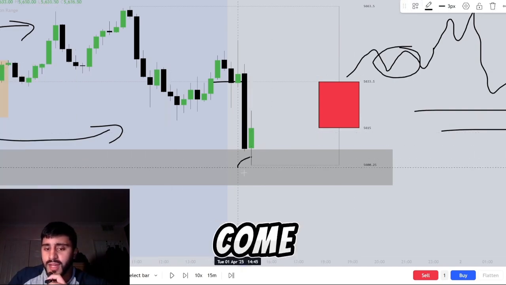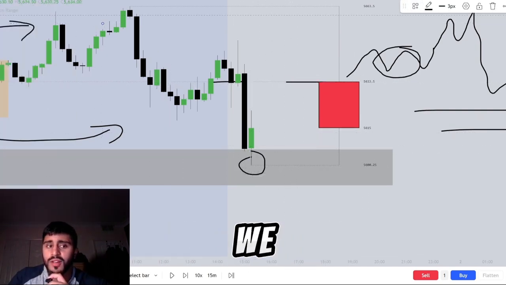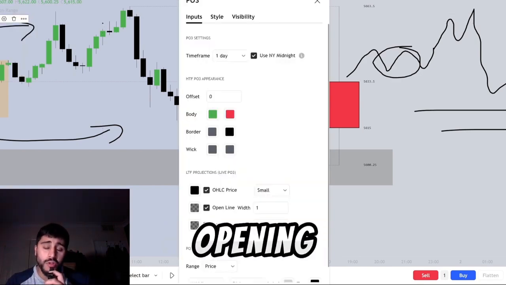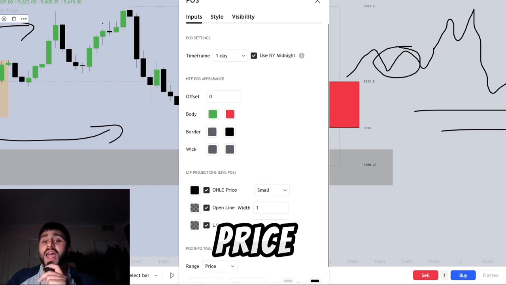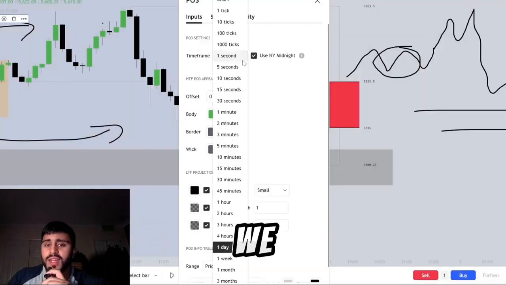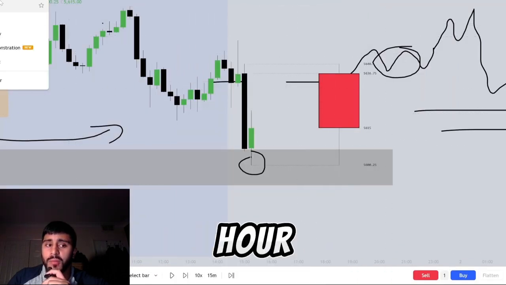Now that price has come into this level, it's important to understand we're below the daily opening price. And if we look a step forward, the best probability trades will be below the daily opening price and the 4-hour opening price, right? This is important to understand. So we have a 4-hour candle resting in this area, right? This is now the 4-hour power of 3.